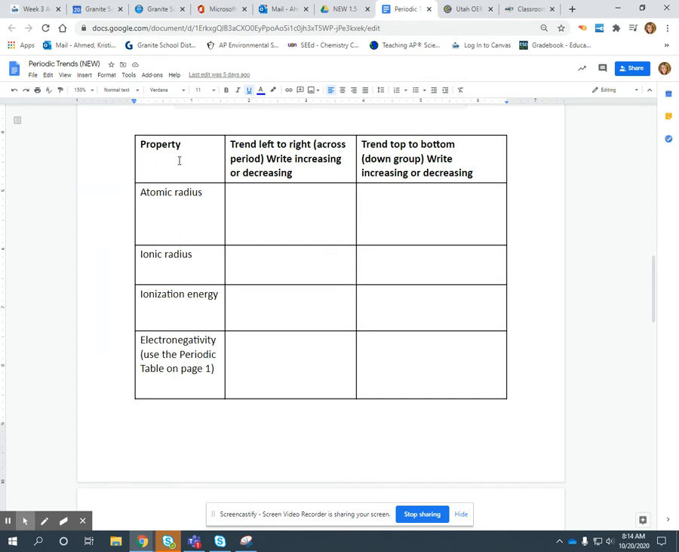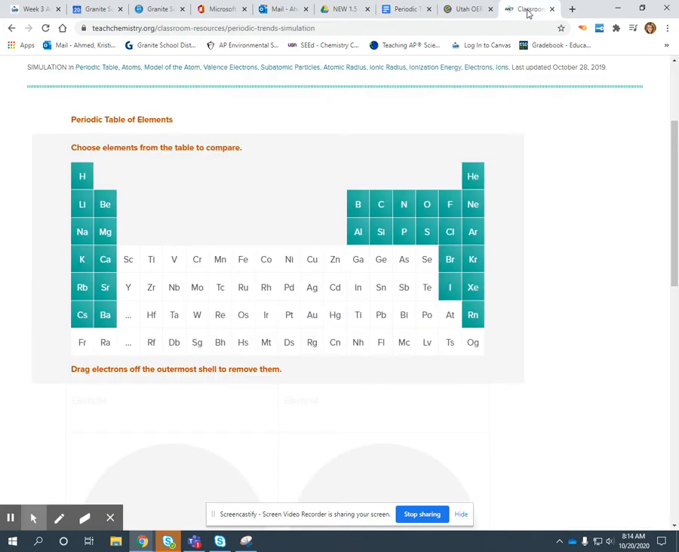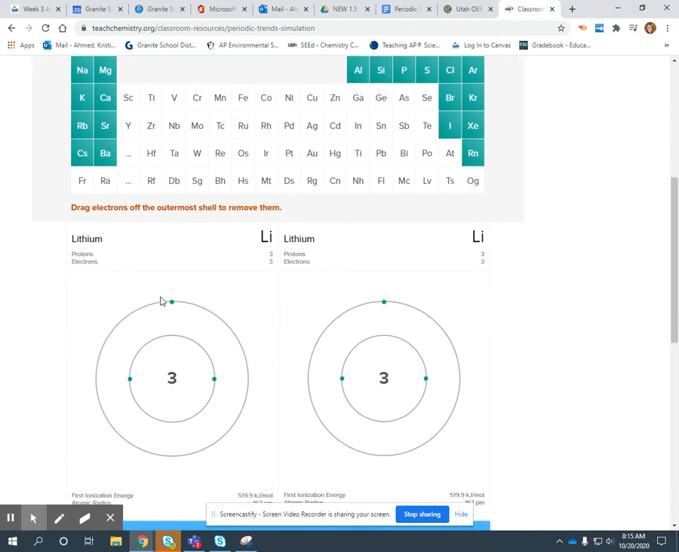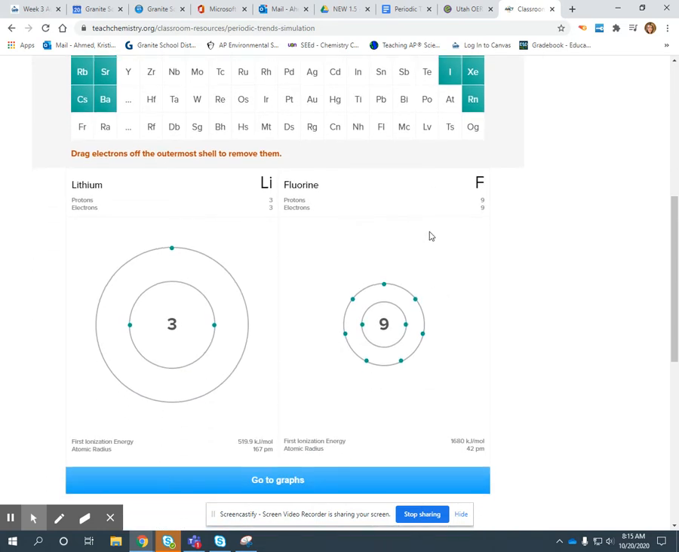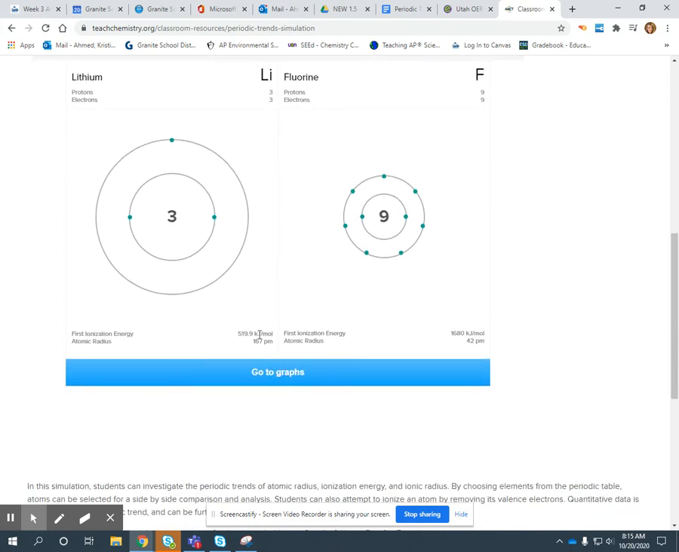So let's start with atomic radius. If I go to the simulation, let's look at an example from our second period. Here is an element, lithium. I'm going to click that as my first atom, and then I'm going to compare lithium to another element in this row, fluorine. That's going to be my second atom. Now, if we look at the values here for atomic radius, it's kind of small to see, but lithium has an atomic radius of 167 picometers, and the atomic radius of fluorine is 42 picometers.